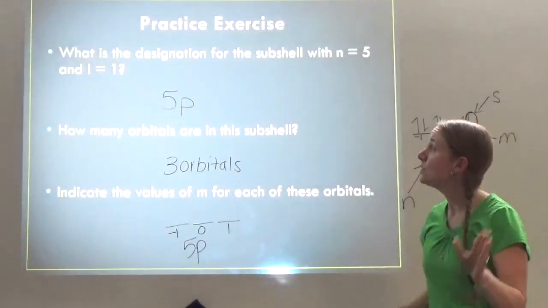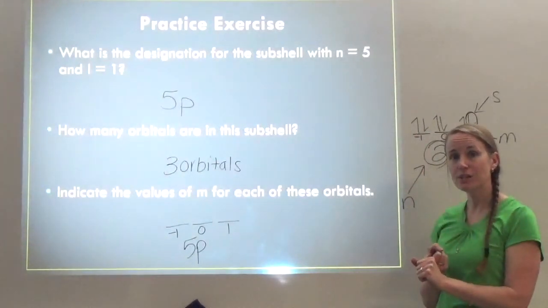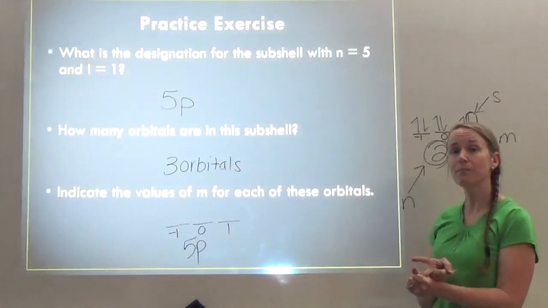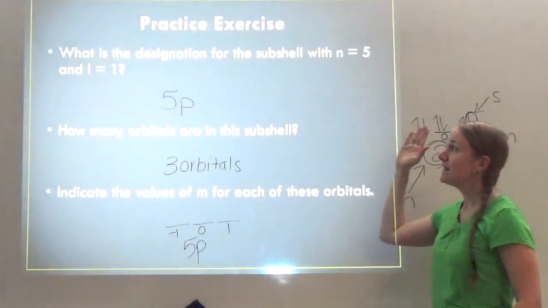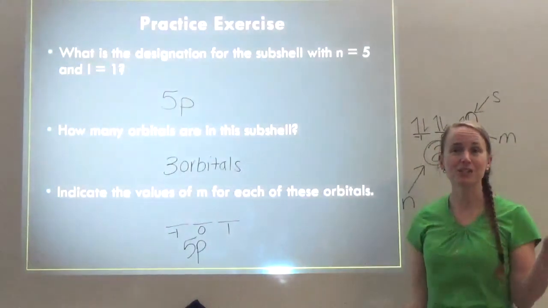All right, so that is how to do noble gas electron configuration and how to do the exceptions for copper and chromium. And then lastly, that is quantum numbers. So hopefully you like quantum numbers and electron configuration as much as I do.